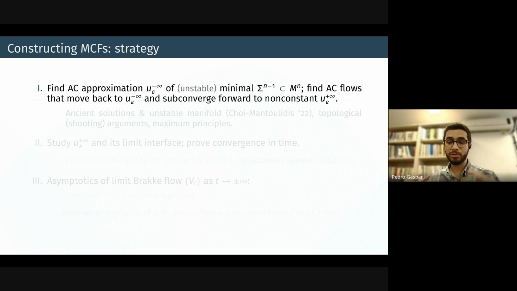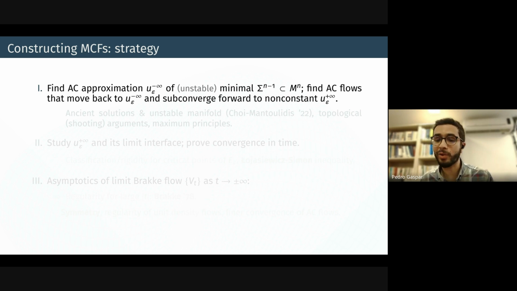If that's an unstable surface, you should see an unstable manifold for the energy functional, so that we can look at all the gradient flows for the energy that converge back to that critical point as t goes to -infinity. Hopefully we can find some interesting flow that flows back to that Allen-Cahn approximation backward in time, and that forward in time converges to some other non-constant solution for the Allen-Cahn equation. That is, to another critical point for the energy.